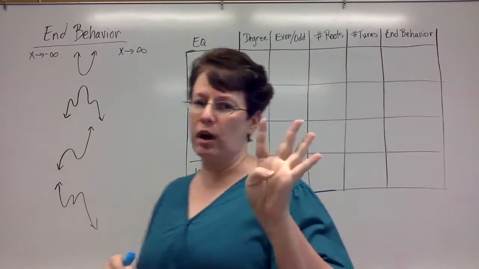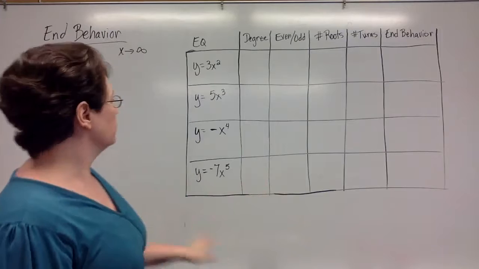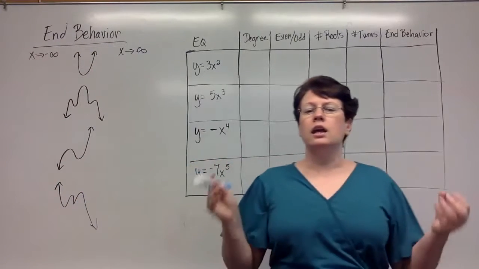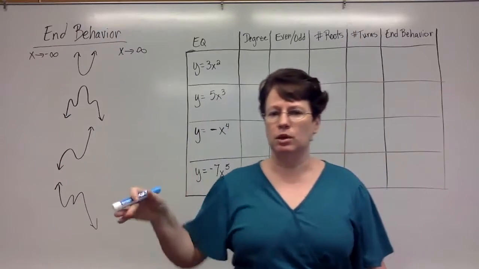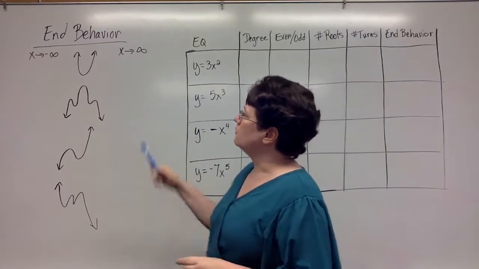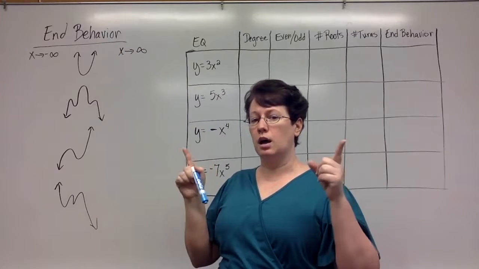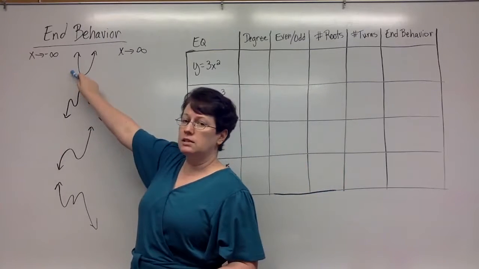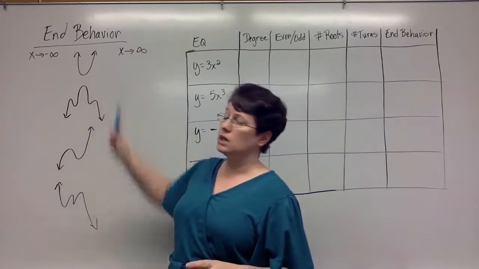Okay, so you've got 4 graphs on your paper. These are obviously not to scale. There is no scale labeled, but you've got 4 graphs. What we're looking at is where do the arrows go? I don't care about how many curves are in the middle at this point, just where do the arrows go? For the very top one, both arrows go up. On the negative infinity side, it goes up. On the positive infinity side, it goes up.